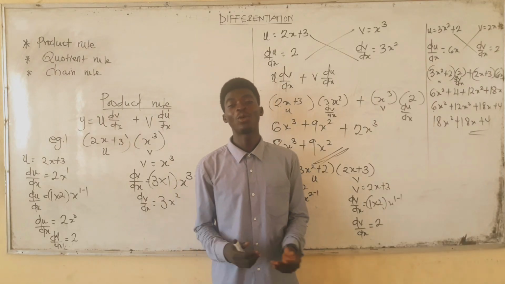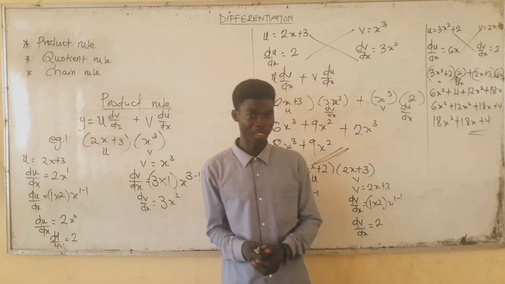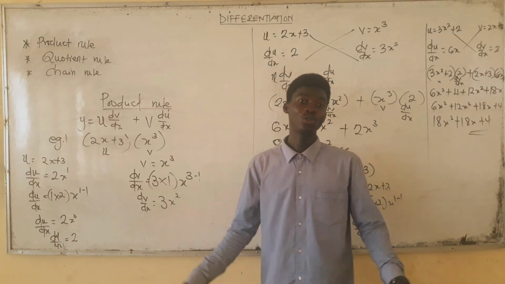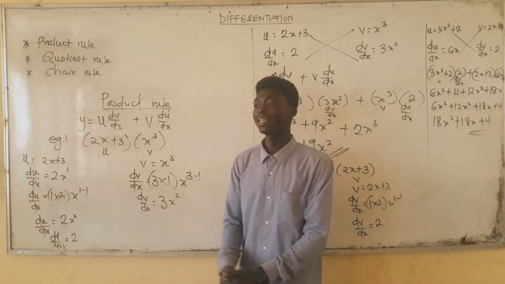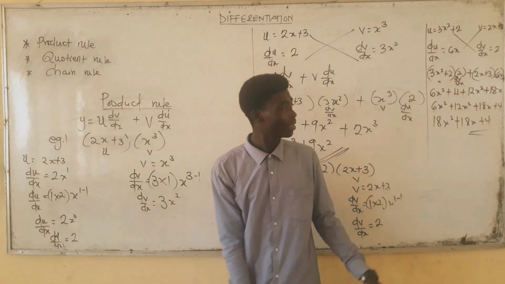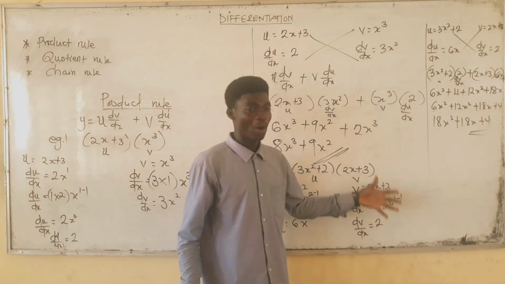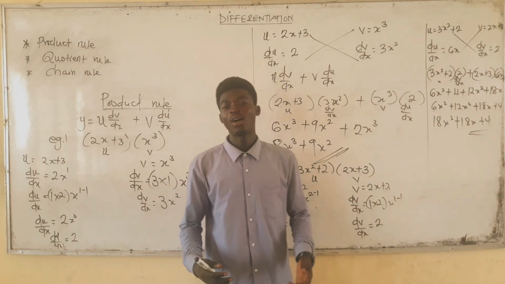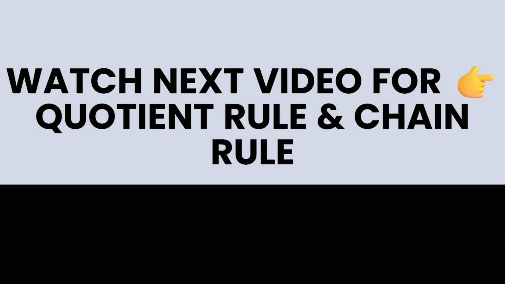And I believe you now understand the product rule. This is how you use the product rule. Anytime you see a question in this form, please take note that this is how you are going to do it. This is how you go about it. Okay, now let's move on to the second rule, that is the quotient rule.